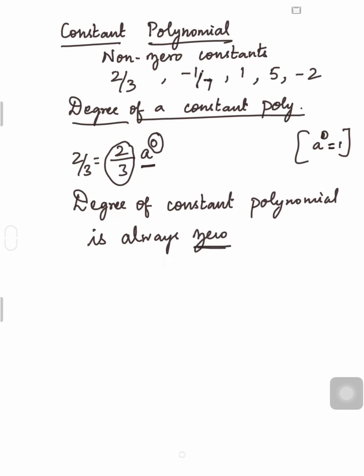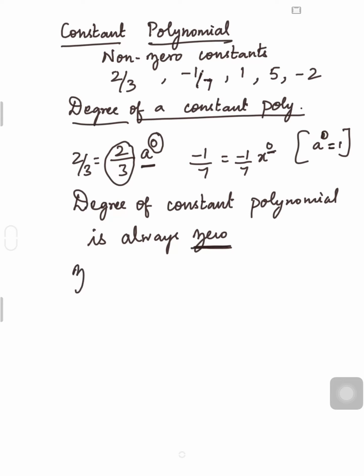Not only this, as I told you, minus 1 by 7 is a constant polynomial. That can be written as minus 1 by 7 into x power 0. Here again the variable power is 0. So the degree of a constant polynomial is always 0.